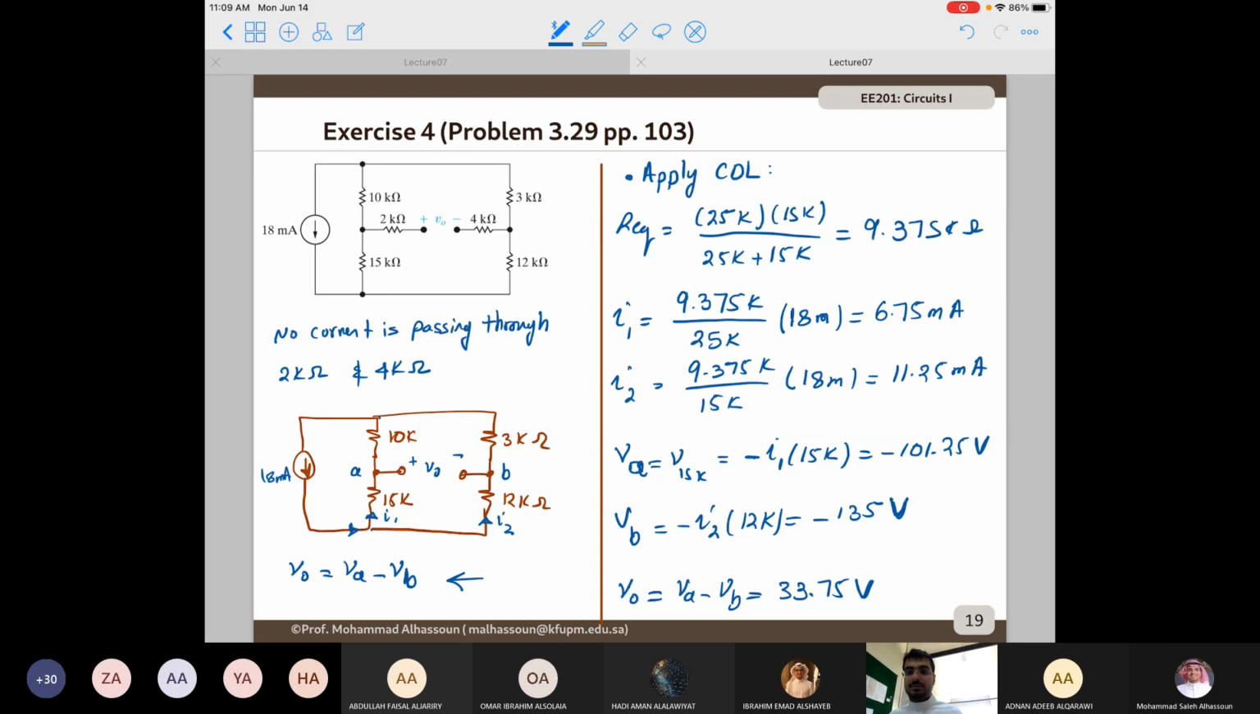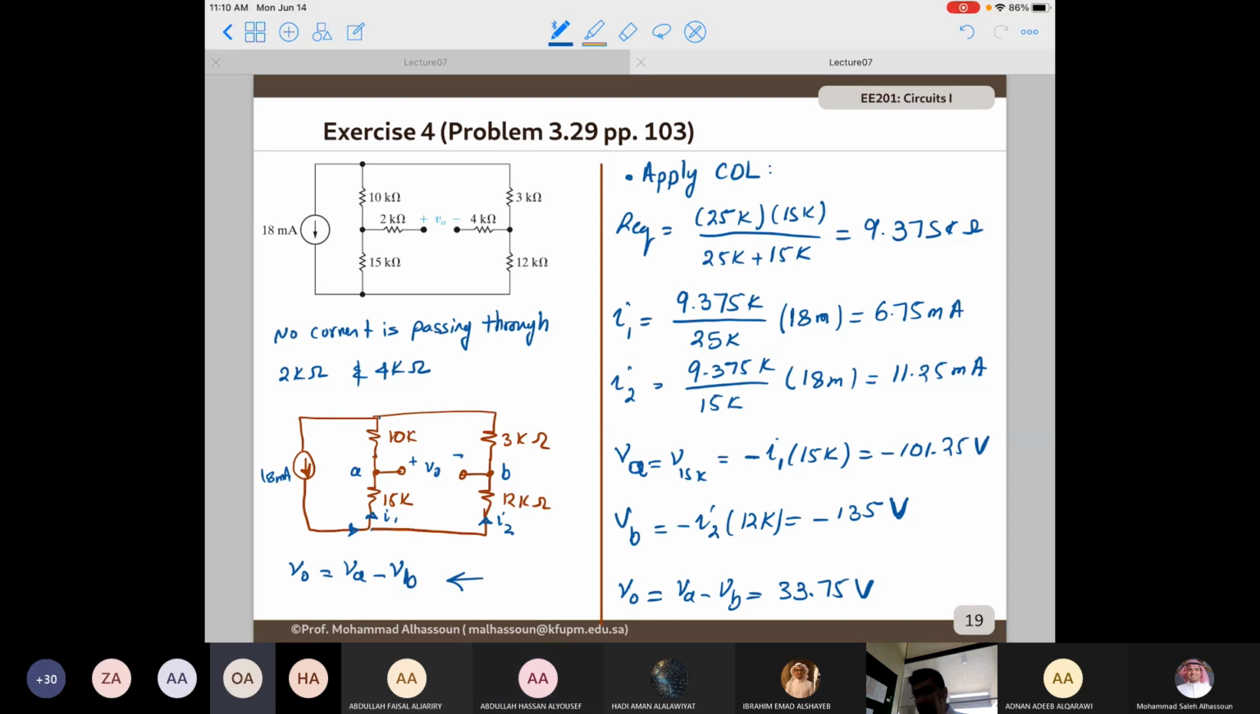Doctor, when we use KCL, at the bottom node, shouldn't I2 be less than 18 because it's split? It should be, yeah, it's 18. But split, its value should be less than 18. So 11.25 plus 6.75, how much is it? Oh, okay, I got it now, thank you. Good.